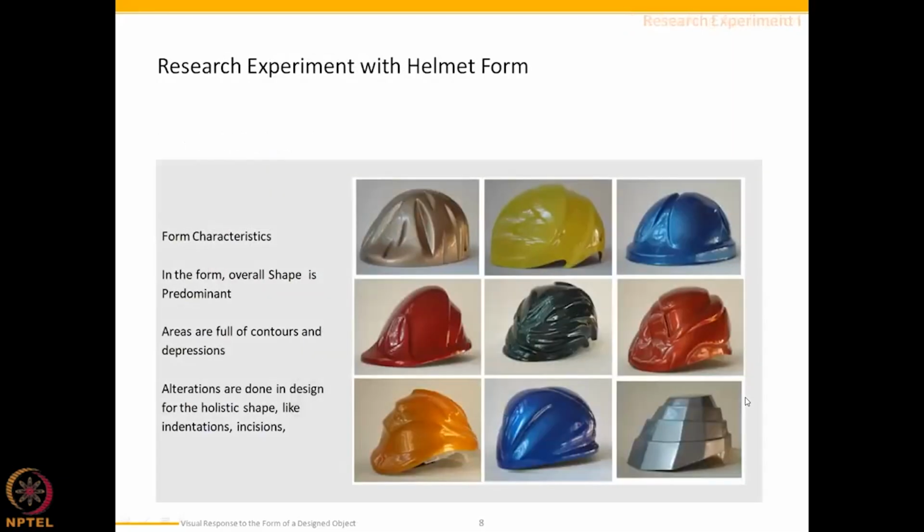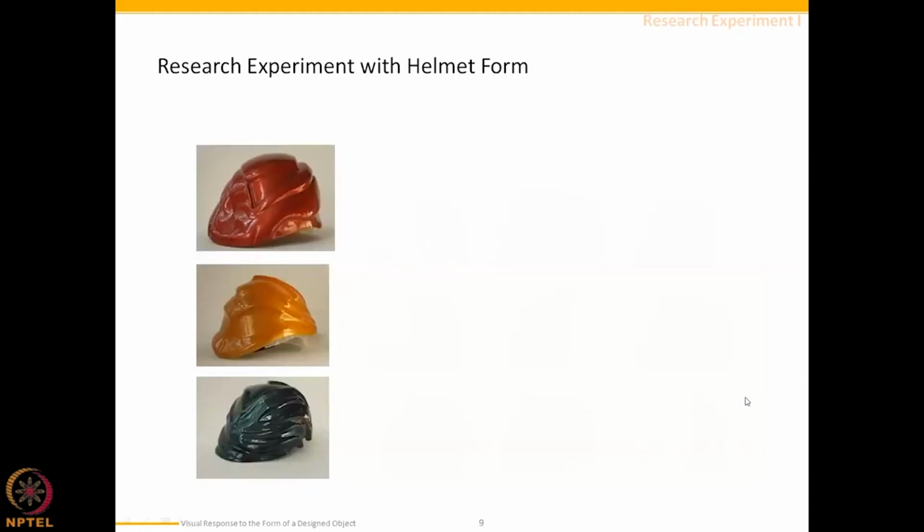So what are the characteristics of this form here? One, this is a medium-sized product. Overall shape is very predominant. Very small indentations or incisions are made to create some interest in the overall form of the product here. So now coming back to what do you think the first red one is inspired from? Okay, maybe I can't make it. The yellow one looks like a sectioned creature wearing this on its back and walking. So what could that creature be?